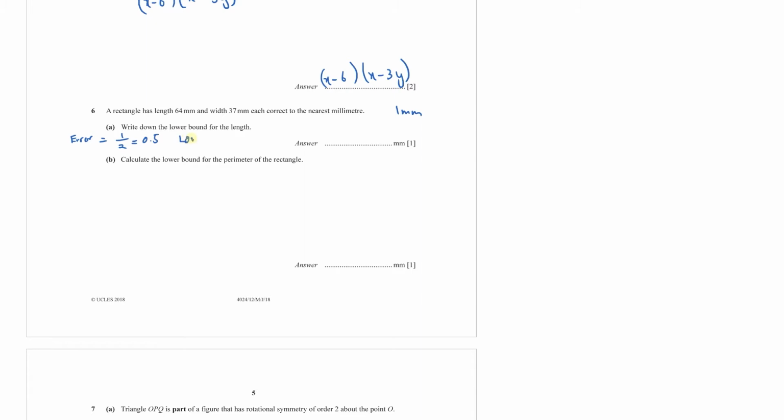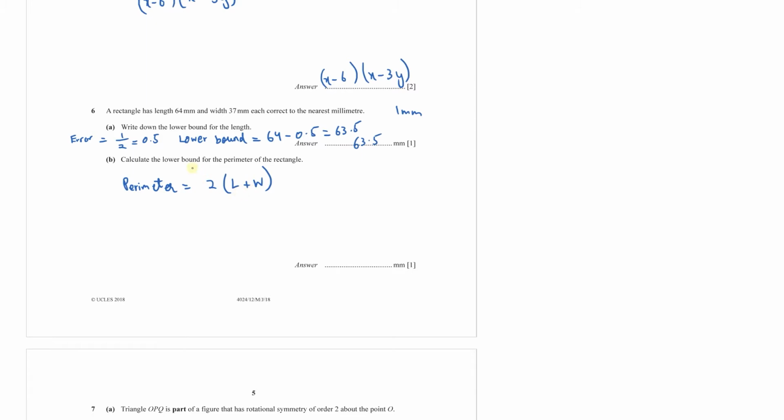And then the lower bound for the length will be 64 minus the error 0.5. So you get 63.5. So your answer is 63.5 millimeters. Part B is calculate the lower bound for the perimeter of the rectangle. So the perimeter is given by 2 into length plus width. So this is your perimeter of a rectangle.